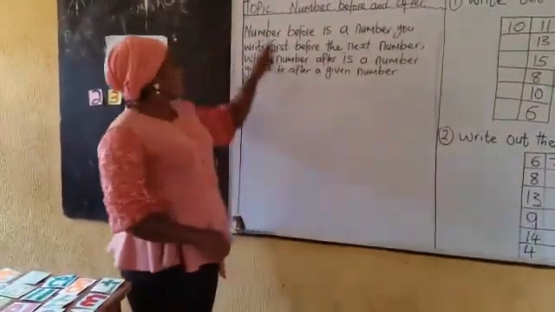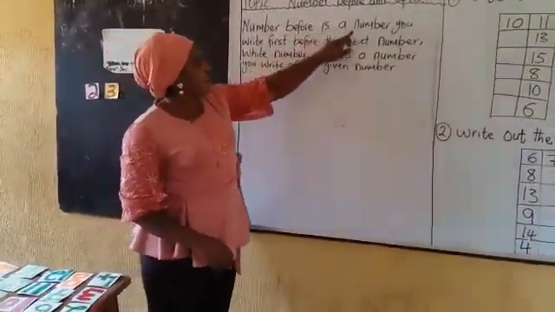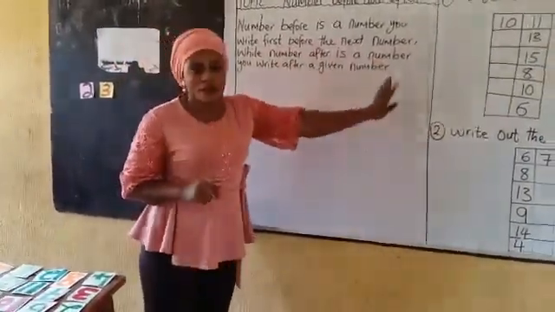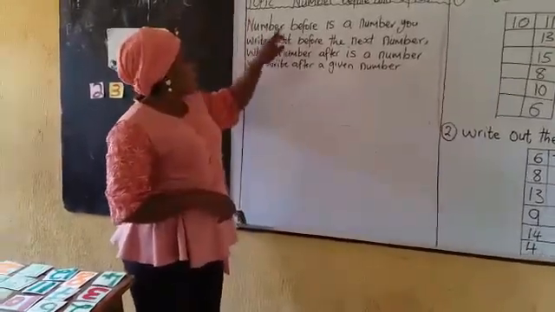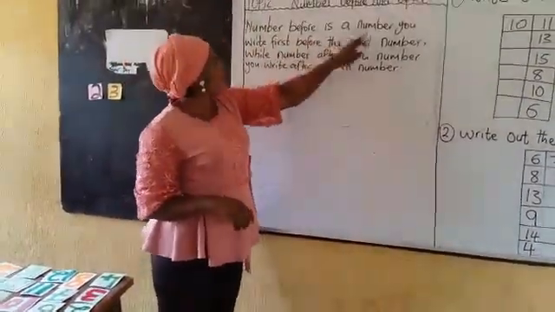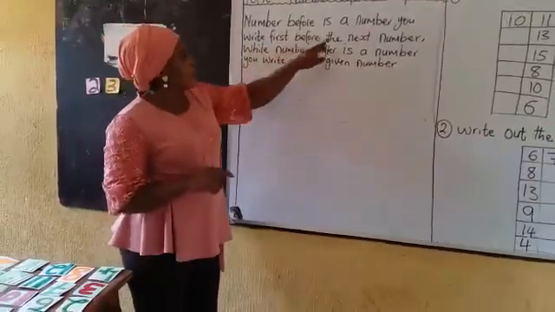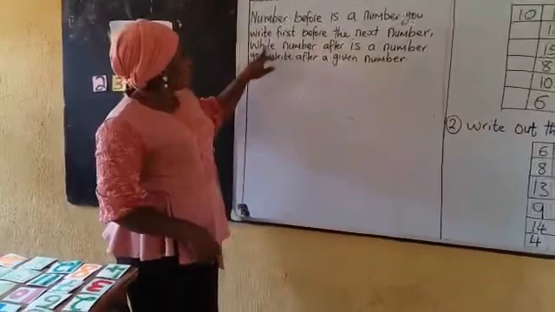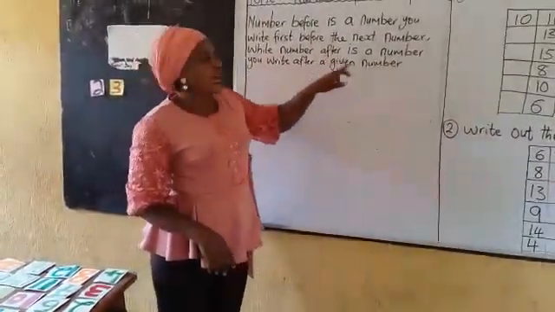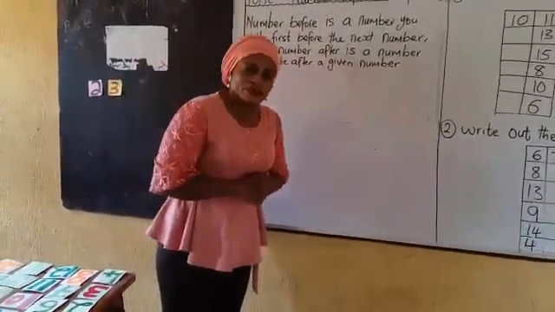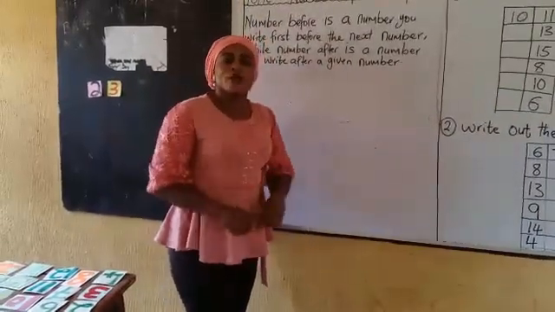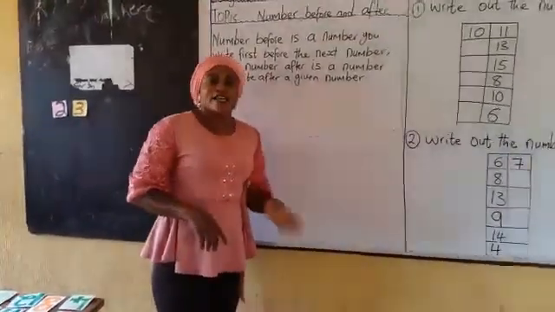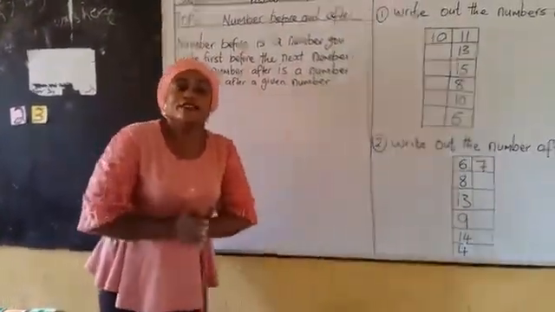Good. Now, number before is a number you write first before the next number. I repeat again. Number before is a number you write first before the next number. While number after is a number you write after a given number.